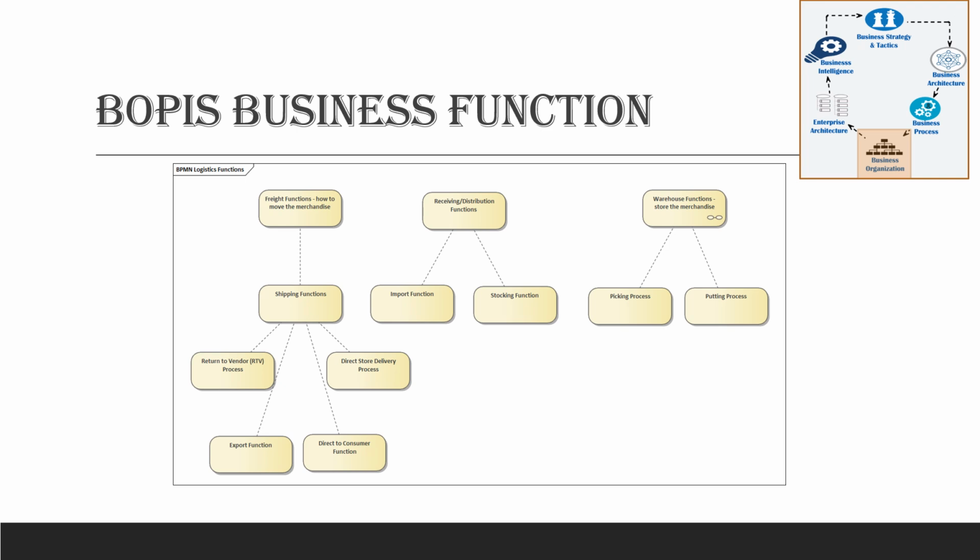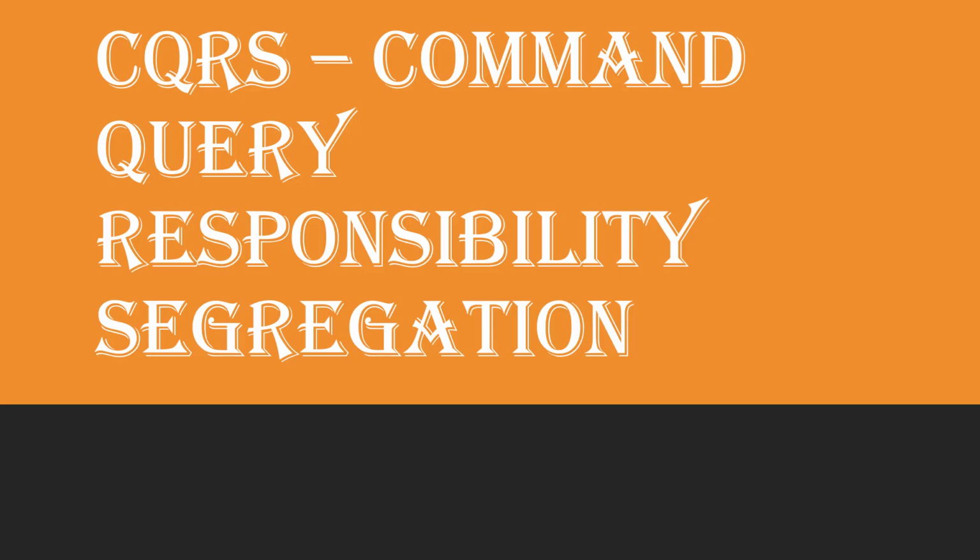Let's look a little bit at the business organizational area. In this case, we're looking at some logistics functions. So freight: how do you move the thing? What are the shipping requirements, et cetera? What are the receiving and distribution requirements? And what are the basic warehouse functions for storing this stuff when it does come in, in terms of picking and putting? So how do you make it all seamlessly work?